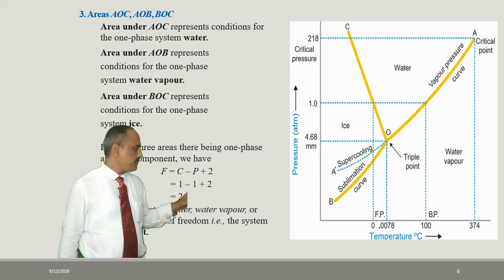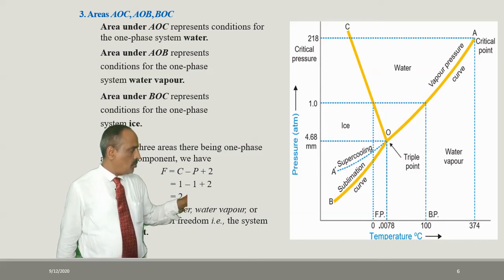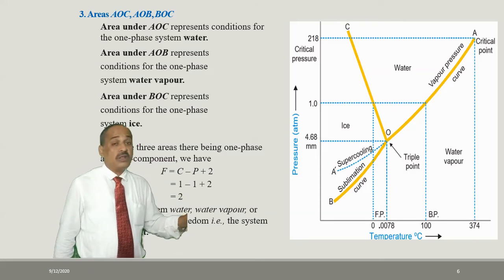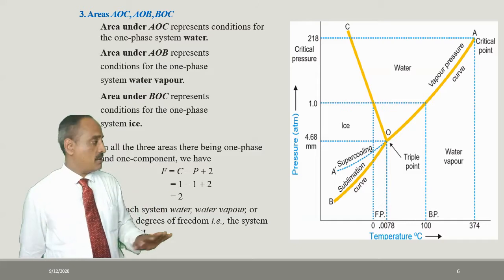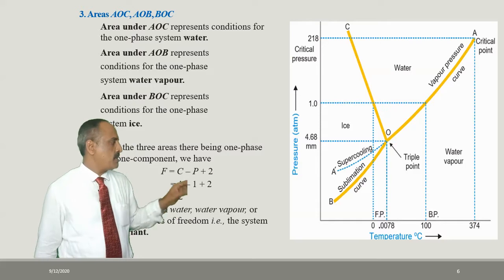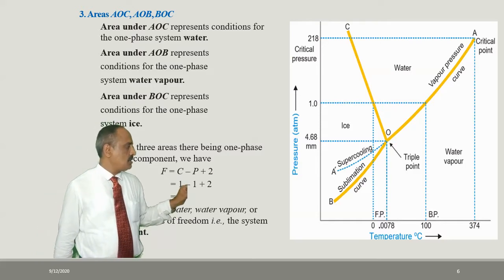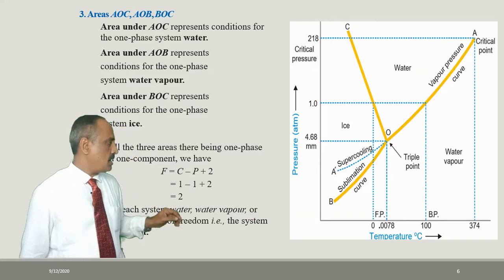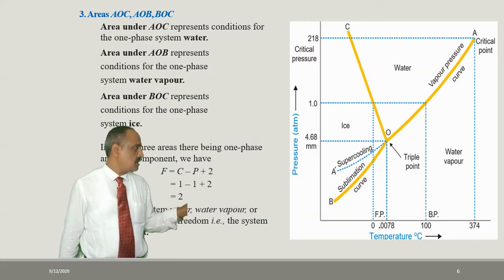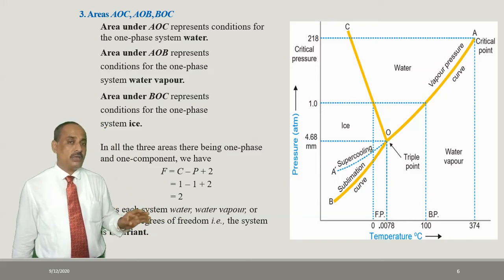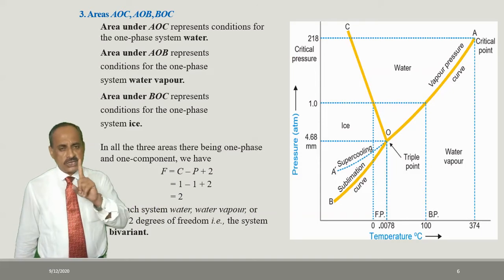Again, if you see here, the area under AOB is of water vapor. Again, single phase is there. See here, area under AOC is simply liquid water. Area under AOB is having water vapor and one phase, and area under BOC represents conditions for the one phase system, that is ice. So, again, if you see here, in each area there is single phase.